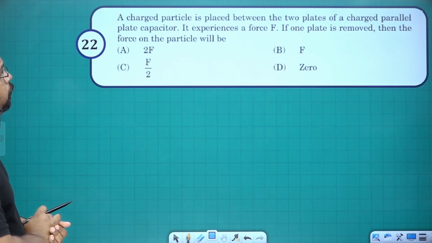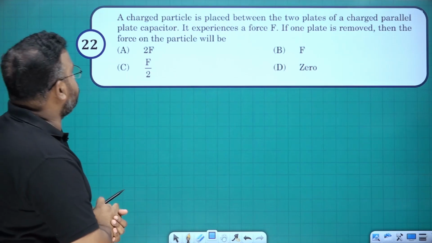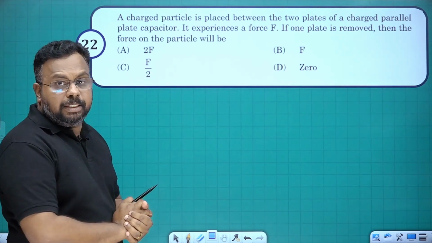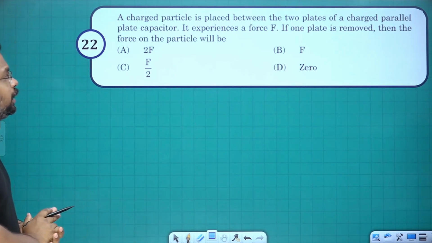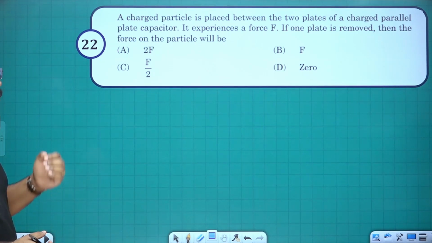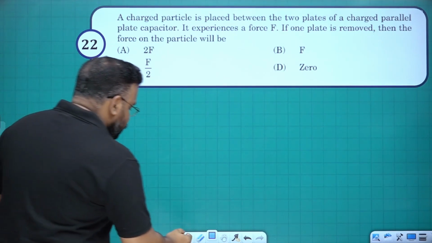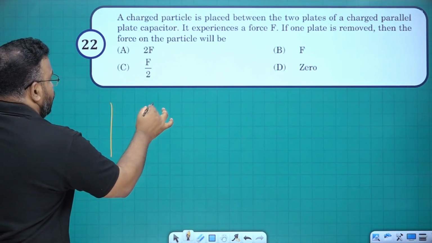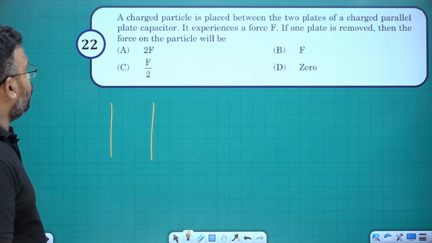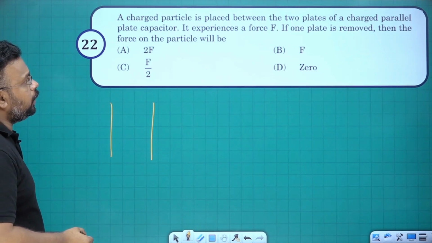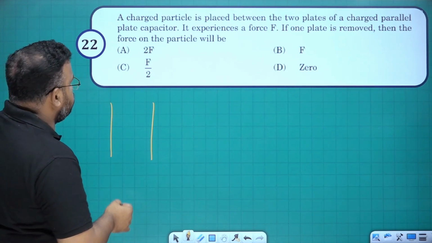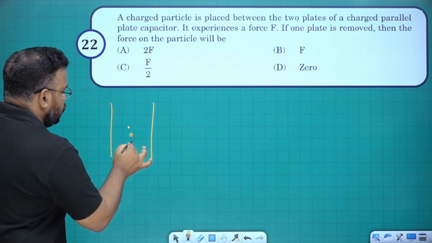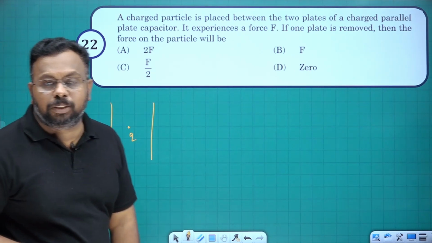A charged particle is placed between the two plates of a charged parallel plate capacitor. It experiences a force F. If one plate is removed, then the force on the particle will be. This is a tricky question. Listen, there are two plates, right? A charged particle is placed between the plates of a charged capacitor and experiences a force F. I'm just considering the charge as Q. It is experiencing a force F.